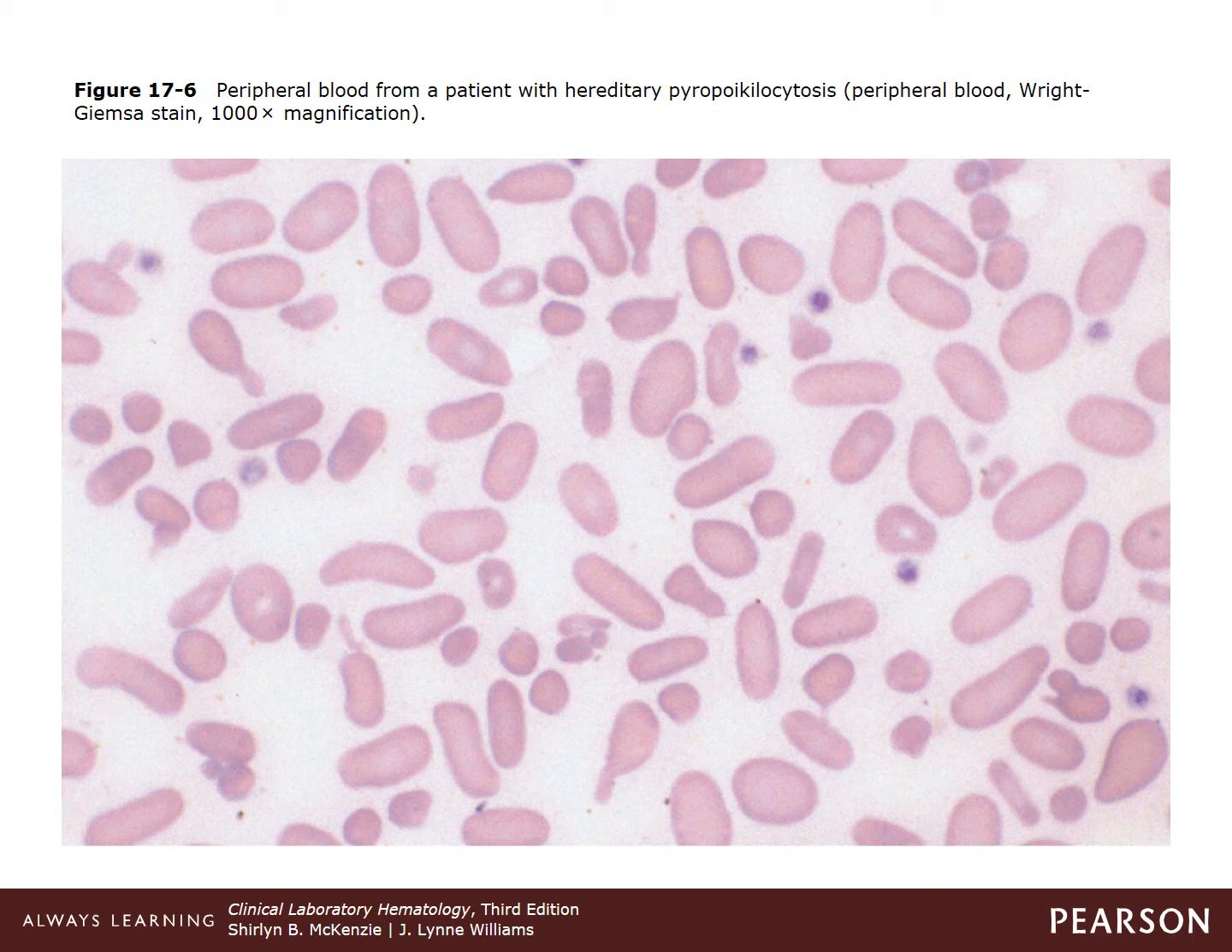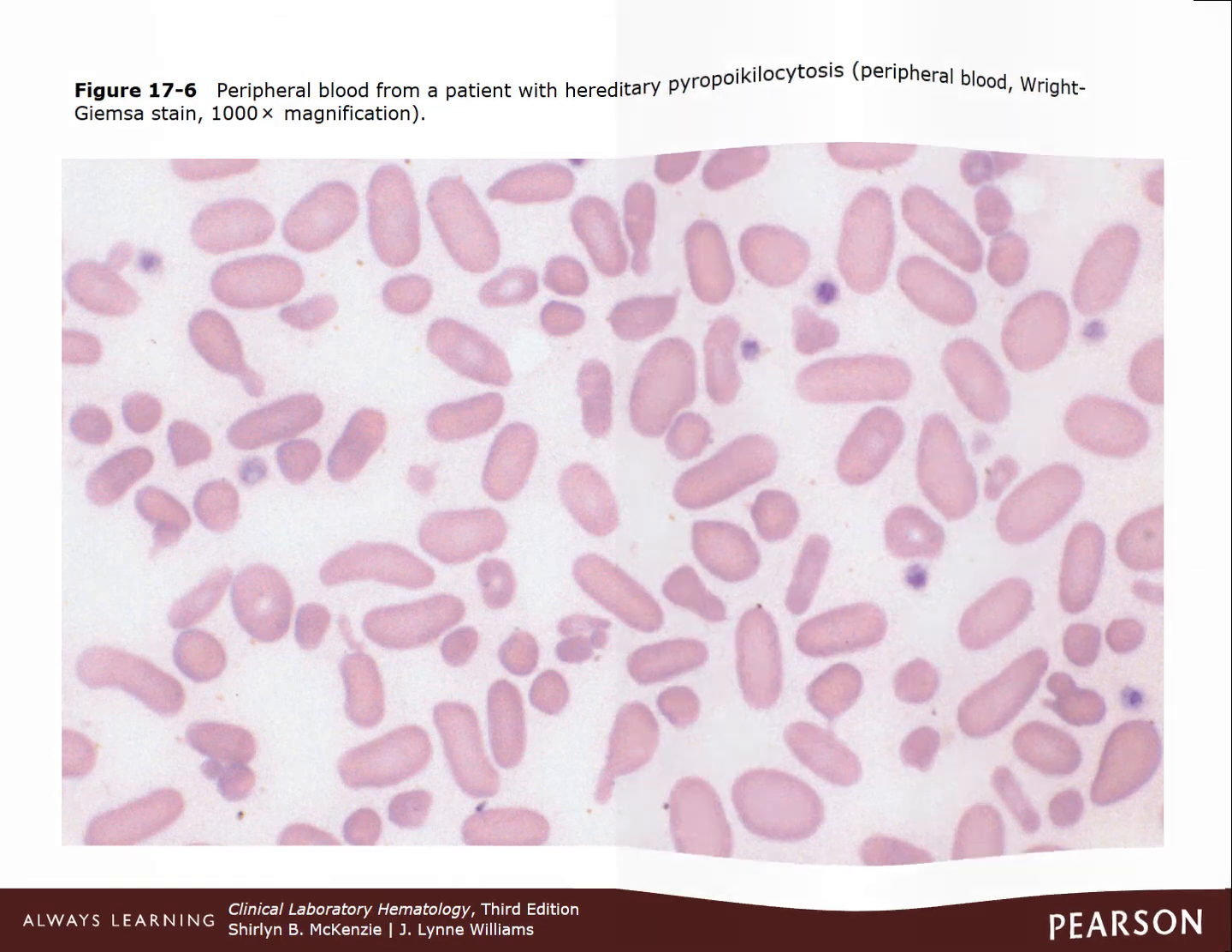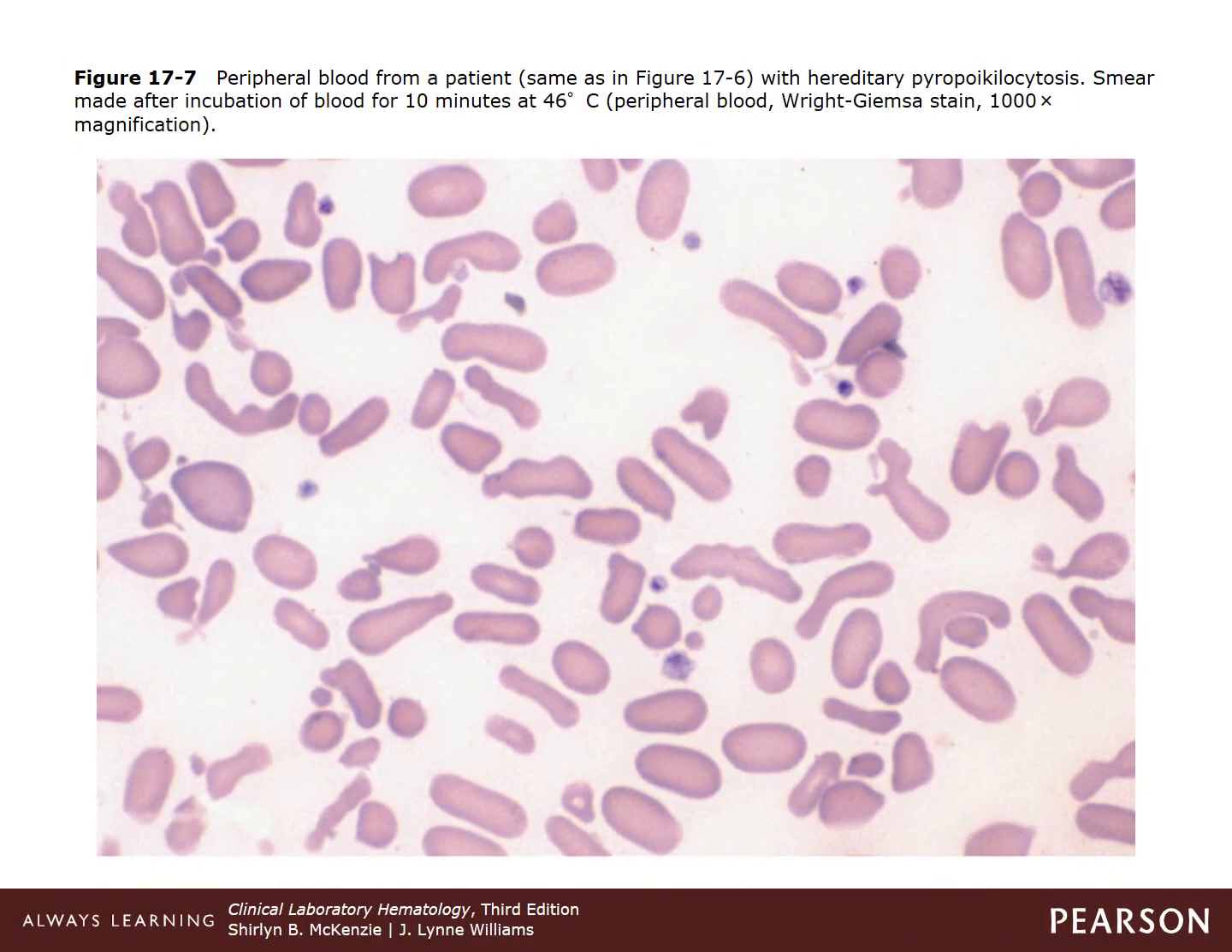Now we're going to do an osmotic fragility test here as well. Now they will be abnormal, especially after incubation, because the thermal sensitivity test increases fragmentation. And here is a peripheral blood smear from a patient with HPP after incubation of 10 minutes, where you see there is great fragmentation of the cells happening because of the increased sensitivity.